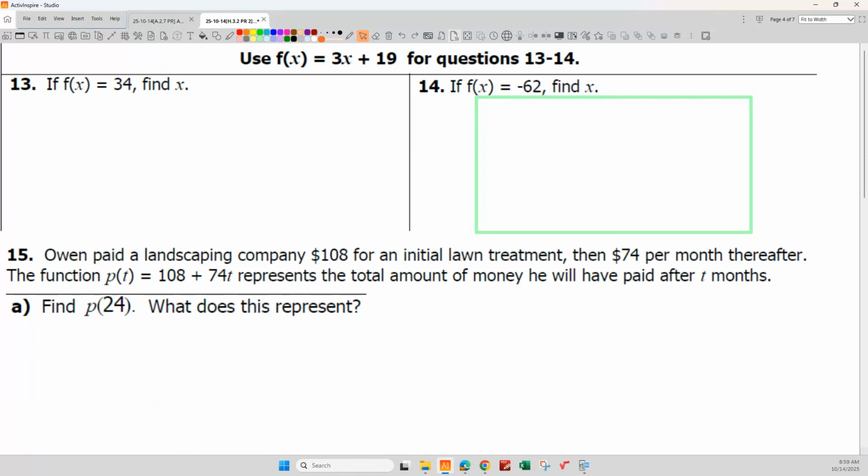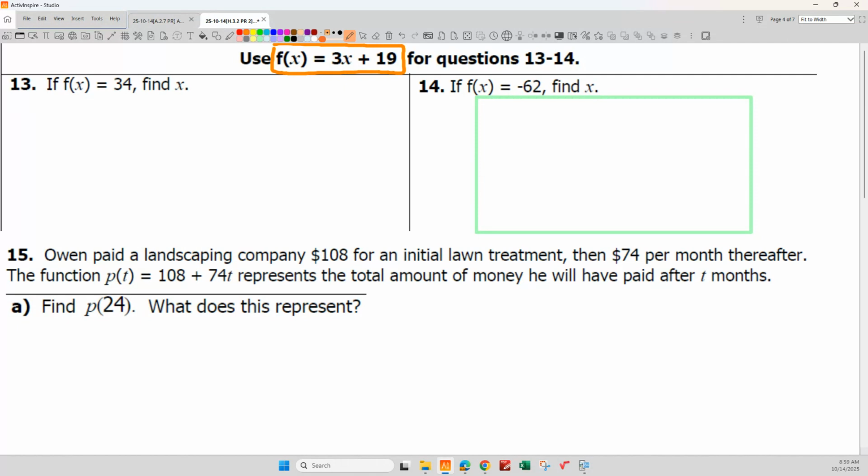Okay, so now let's look at how maybe we could use functions in a slightly different way. Look at number 14 here. They give us the function f of x, f of x equals 3x plus 19. So here's the definition of the function. If f of x equals negative 62, find x.